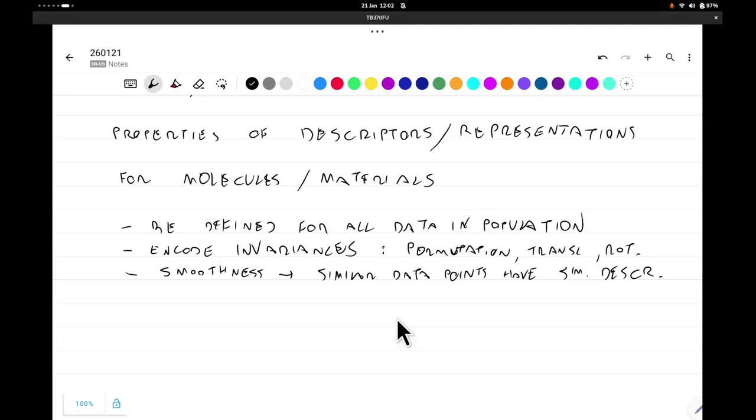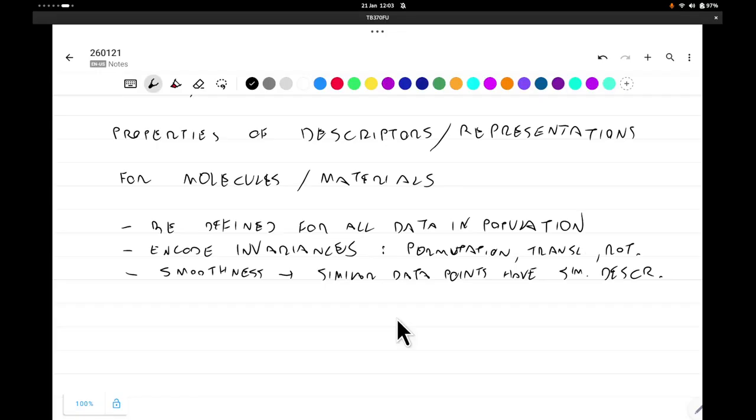Since we have a numerical representation, we want that, in some sense, if two data points are similar with respect to the property that we want to make inference of, the descriptor is close by. Since the descriptor is a vector, a numerical representation, it will be close by in a vector sense, like cosine distance or Euclidean distance.